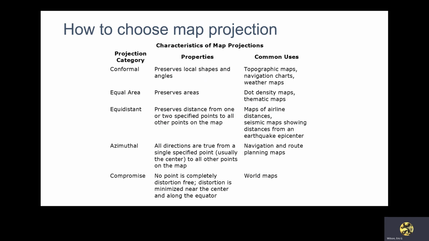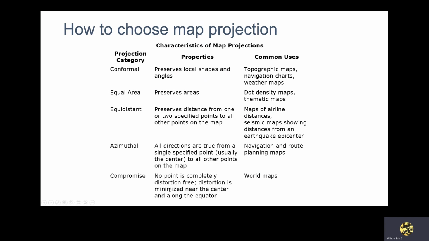Equidistance, if you're doing airline distances or seismic maps, things like that, preserves distance from one or two specified points to all the other points on the map. Azimuthal, where the surface touches one place, is good for navigation and route planning. And then there are compromise maps where no point is completely distortion free, but you're basically trying to make it look as good as you can. That's something that you would use for world maps.